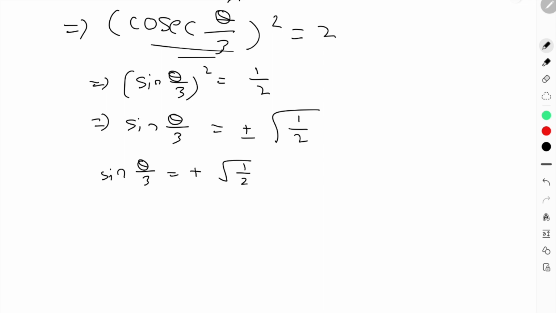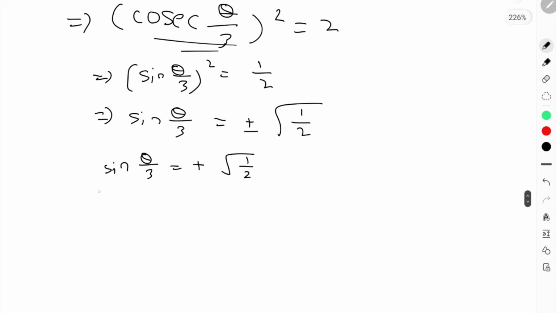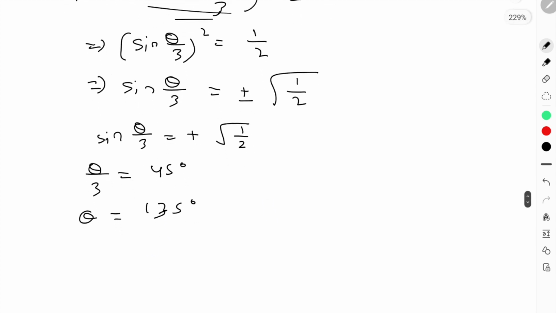So put your calculator in the degrees mode and then work this out. So sine inverse of 1 divided by root 2. So the first answer is 45 degrees. And we also know that all students trust Cambridge. So we got the first quadrant answer.